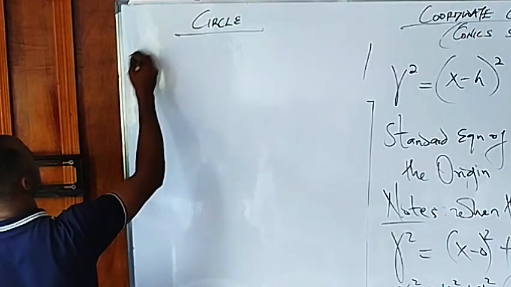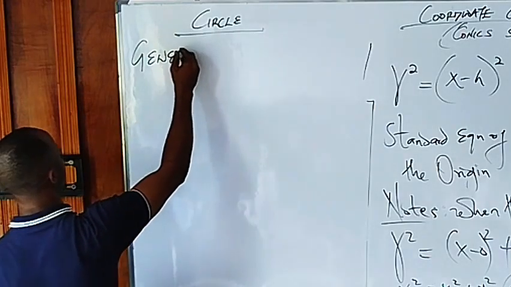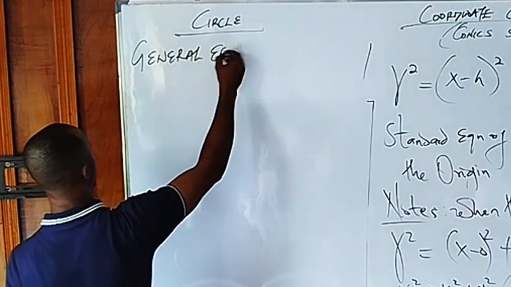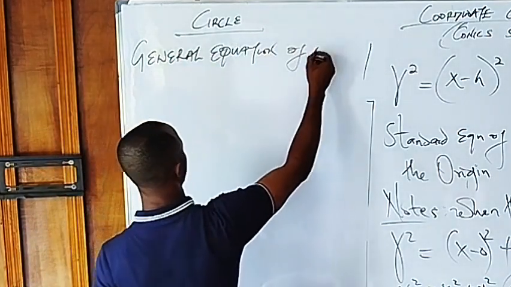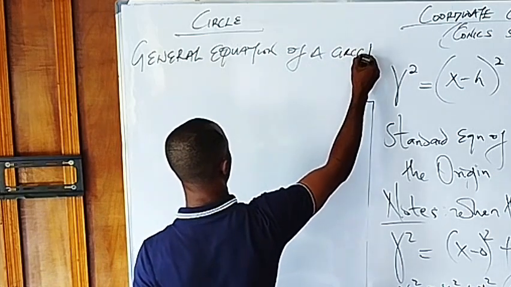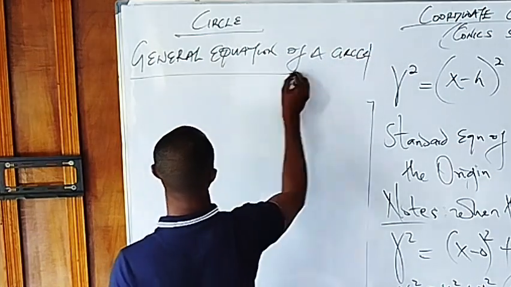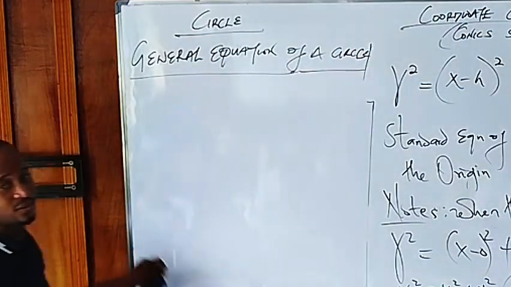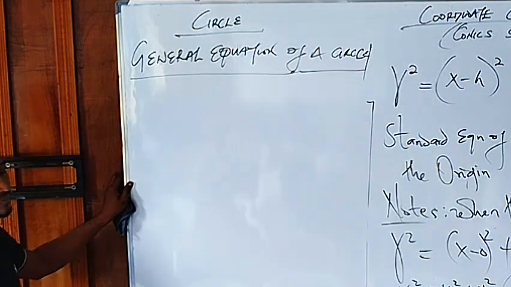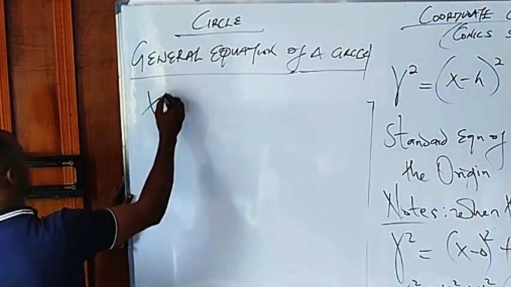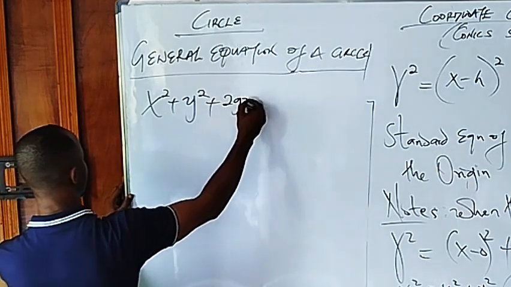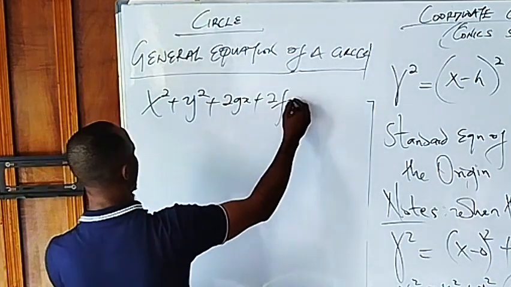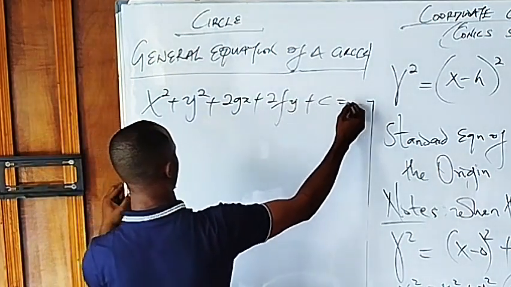Put this down. General equation of a circle. General, we have X squared plus Y squared plus 2GX plus 2FY plus C equals 0.